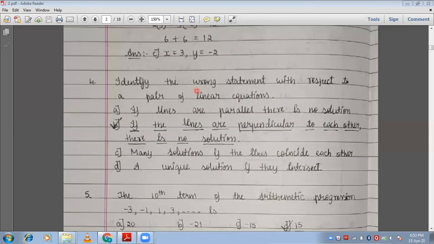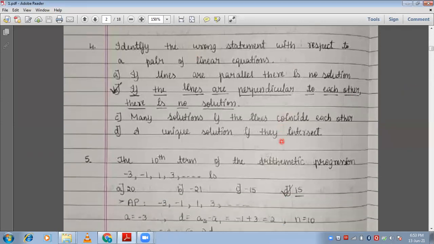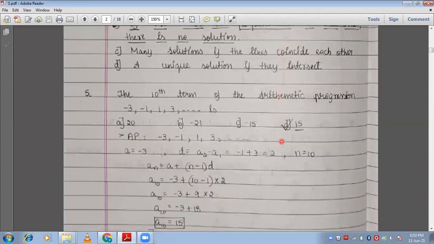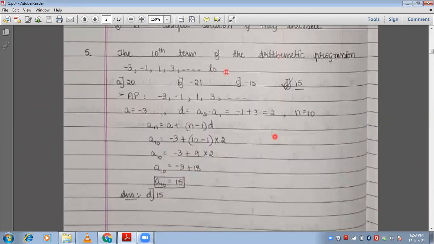Next, fifth one. The 10th term of the arithmetic progression minus 3, minus 1, 1, 3, continuing up to, is dash. So you need to find out a10. a10 means the an formula. an is equal to a plus (n minus 1) into d for the nth term. Here you need to find the 10th term. So n is equal to 10. And a means the first term, minus 3.